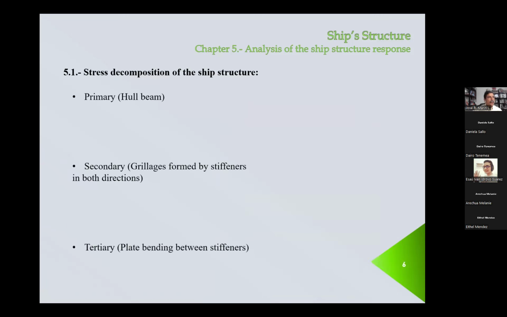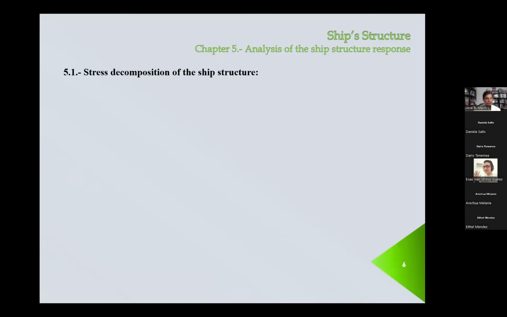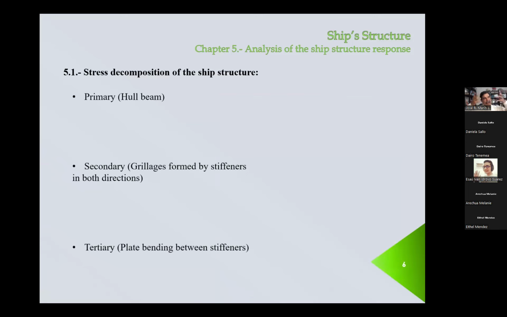So we're going to explain how we can decompose the structure of a ship. For example, I'll give you this. Analyze it. I will start crying, because how can I analyze this? So this is what we can do. What we can do is think that the structure of a ship can be decomposed in certain behaviors. The first one is the primary behavior.